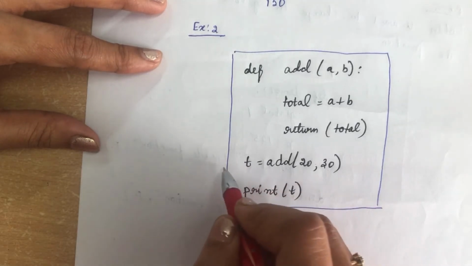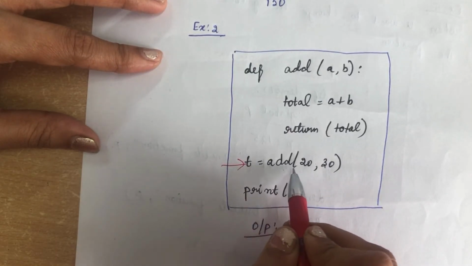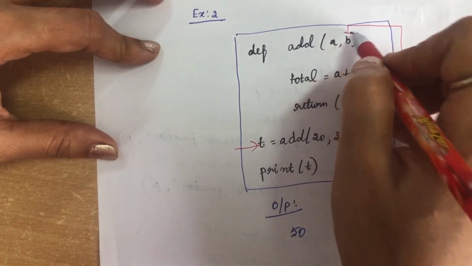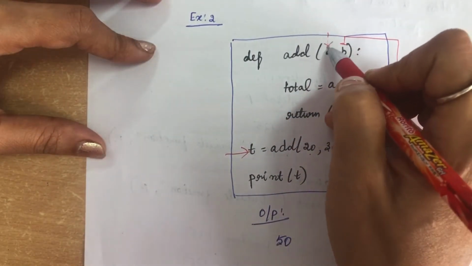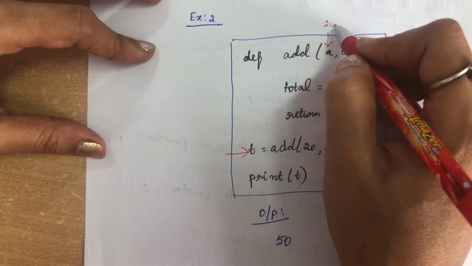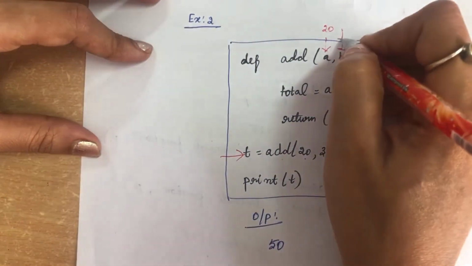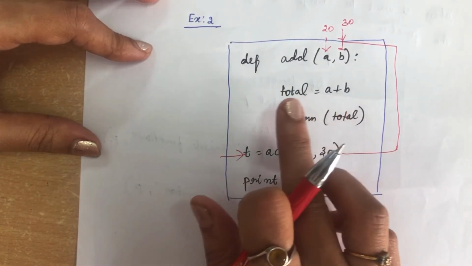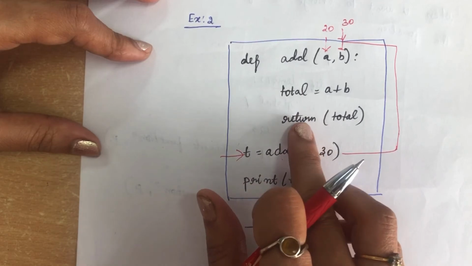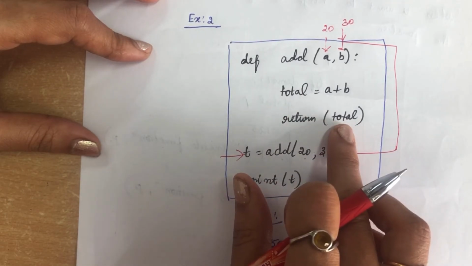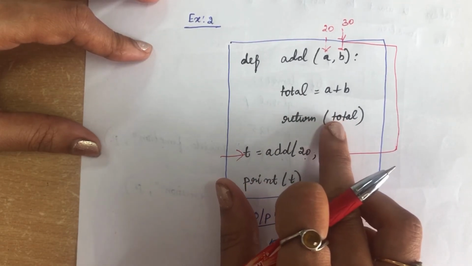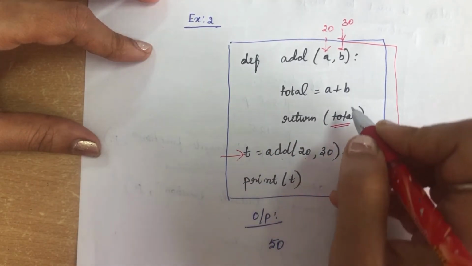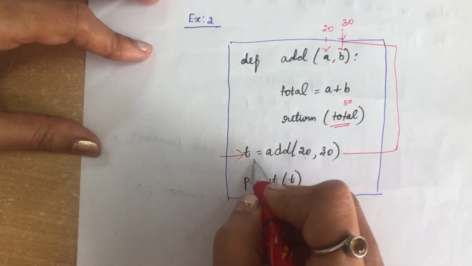So the program starts from here. T will be equal to add of 20 comma 30. So the control will go to the function and you are going to pass these values into it. A will contain the value 20 and B will contain the value 30. So now you are going to add A plus B and store it in total, and you are going to return the total. So the total value will be returned back to the main program. Here the total contains 50. So 50 will be returned.